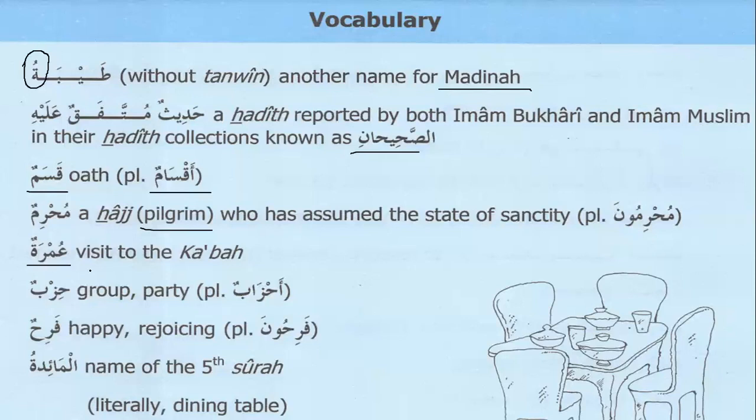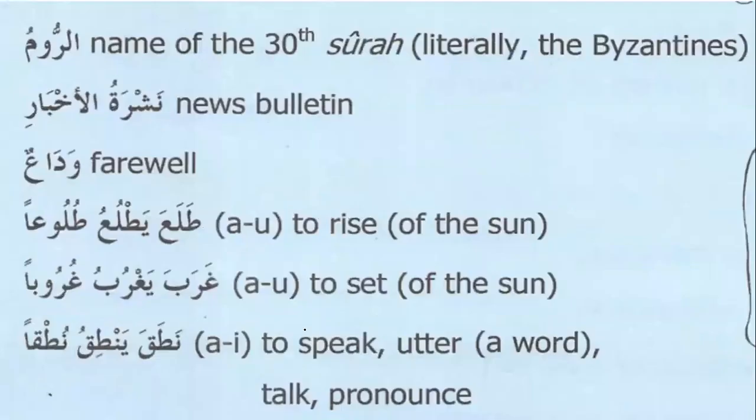Umratun, visit to the Kaaba, of course, and inshallah, tamara ya'tamiru, from this we will see how this word is derived. Hizbun, group or party, and the plural is ahzabun. Farihun, happy, and farihuna is the plural. Al-Ma'idatu, name of the 5th surah, meaning dining table. Literally, it means dining table.